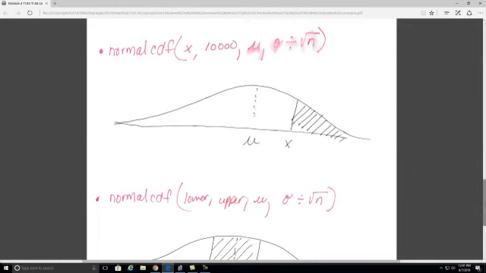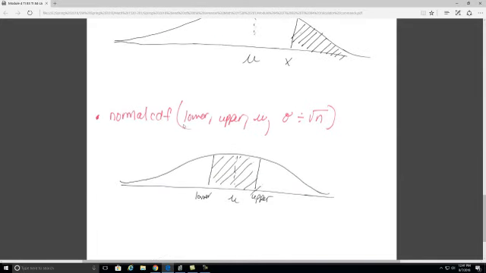And then lastly, you have your lower bound, upper bound, standard deviation divided by square root of n. But let's not forget our mean. This is only if a sample size is given to you.